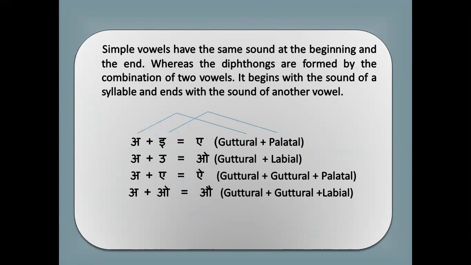Similarly, au is a combination of the vowels a and o. So guttural plus labial. So this is about the conjunct vowels. Some students had some doubts in this, so clarifying it. So we will move on further.